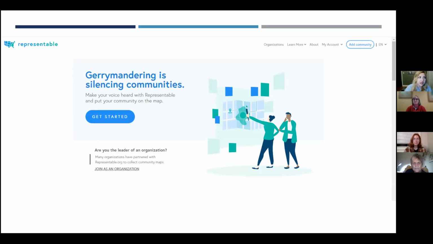And if this is totally blowing your mind, you're like, oh my gosh, this is so hard, which I don't blame you if you are feeling like that. I felt like that too. But if you're feeling like that, this is a great place to start. Essentially, you can draw your community of interest in really easy, user-friendly software.